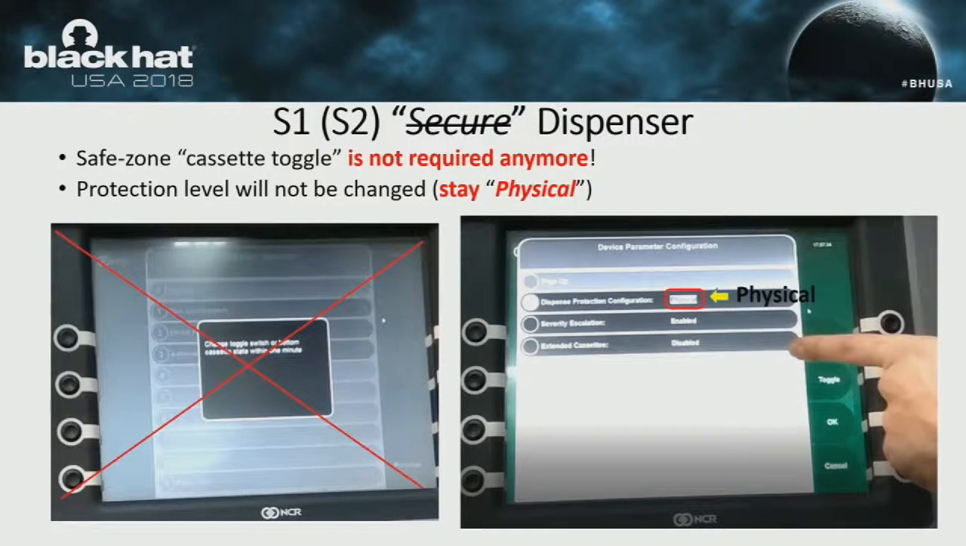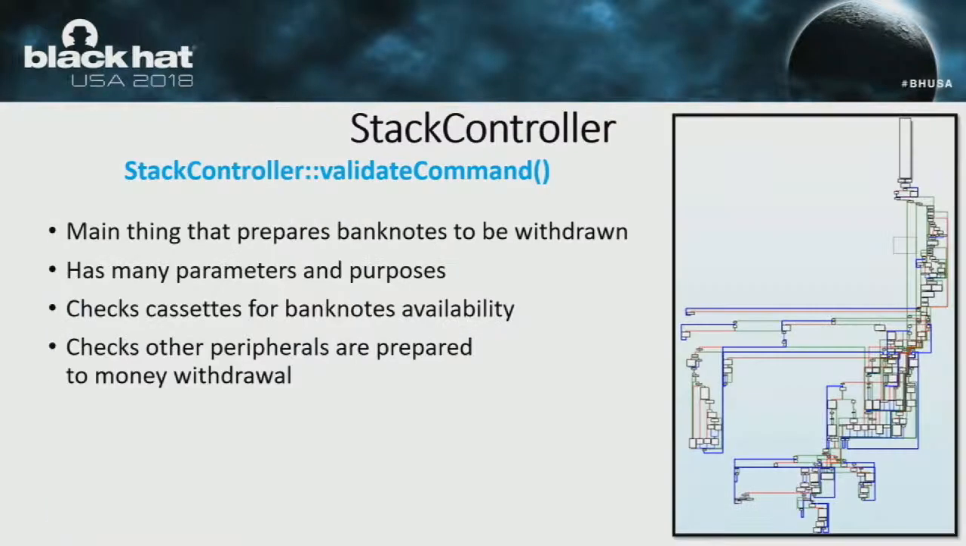To sum up, we have an ability to not use a cassette or tumbler switching. We can patch every byte in the firmware, and now protection level is not a problem. On this slide, you can see the message: change toggle switch of button cassette within 1 minute. And dispenser protection configuration is physical.